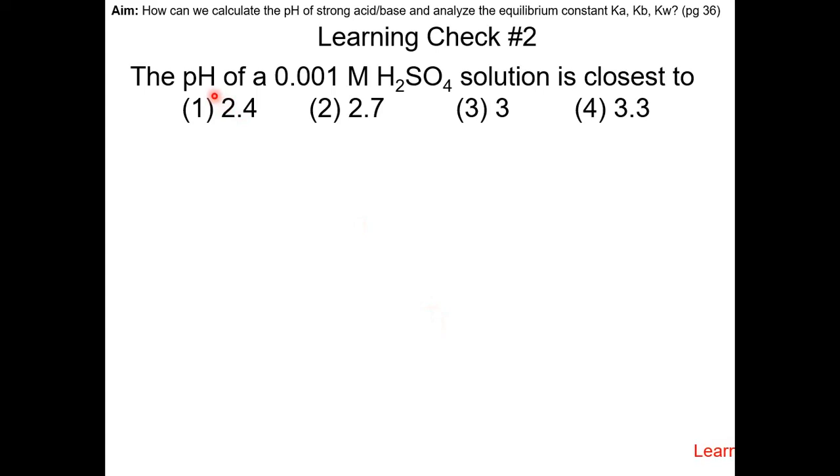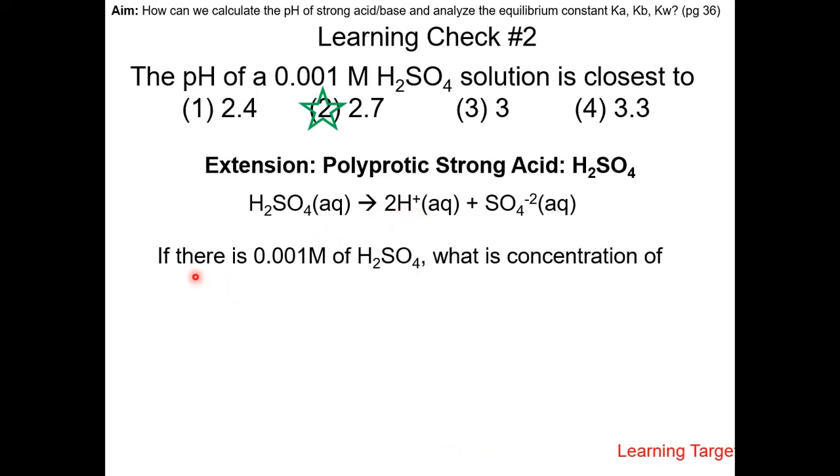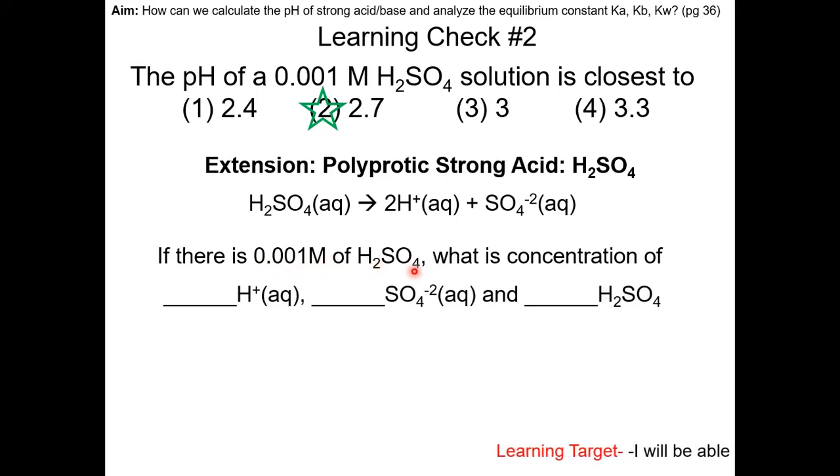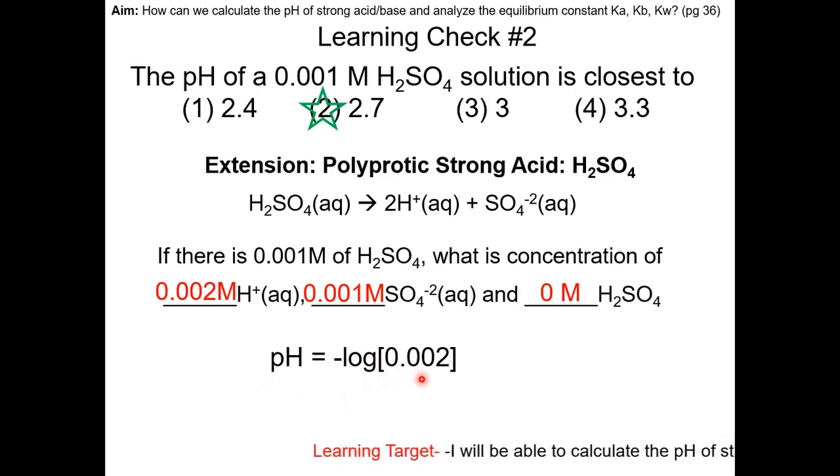Learning check number 2. The pH of a 0.001 molar sulfuric acid solution is closest to what? Pause the video, resume when completed. The answer is choice 2. Sulfuric acid is a polyprotic strong acid, which means when each of the H2SO4 molecules dissociates, it gives 2 hydrogen ions. Therefore, if there's 0.001 molar of sulfuric acid, we basically have 0.002 molar of hydrogen ions. To find the pH, we take the negative log of 0.002, which gives us 2.7.